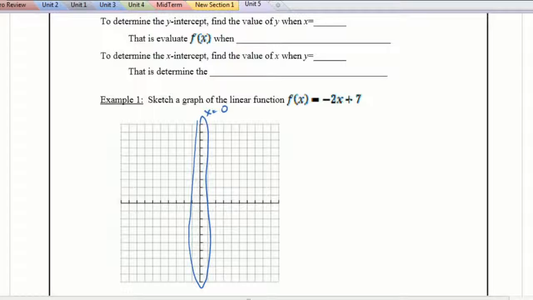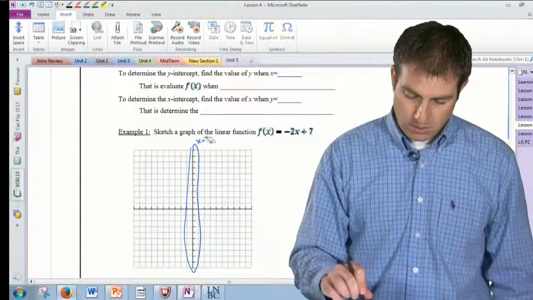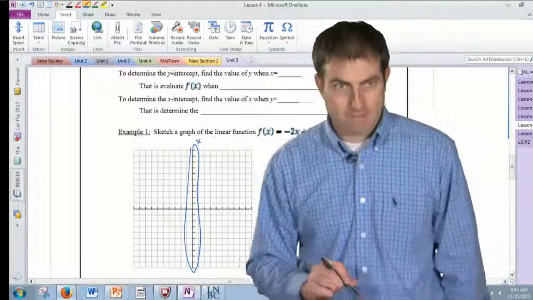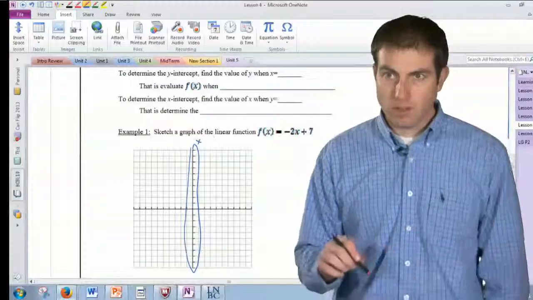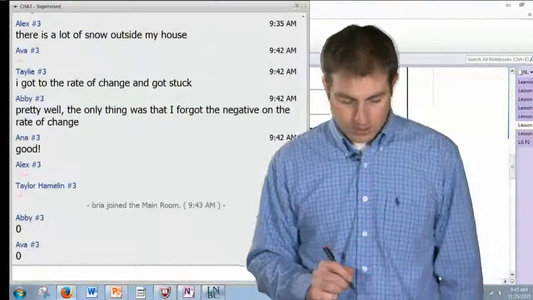If I haven't moved away in either direction from that vertical axis, the x value is always going to be what? What do we think? Any ideas? I just wrote it. Shucks. Abby's got it. Ava's got it.